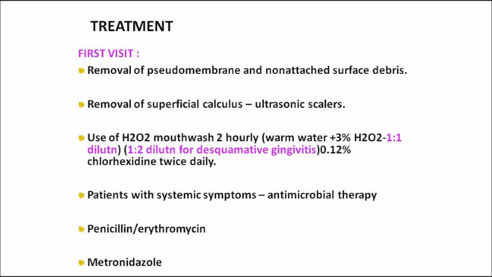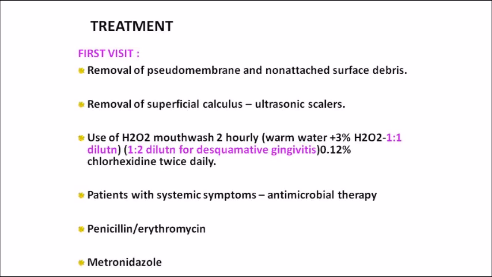Now there is another situation where we use hydrogen peroxide mouthwash, desquamative gingivitis. So what is the difference here? Here, more of hydrogen peroxide you are taking. You are taking 1 part of warm water and 2 parts of hydrogen peroxide. Also, you can give 0.12% chlorhexidine twice daily for the patient. So, hydrogen peroxide mouthwash is used very frequently. Every 2 hours you are giving that to the patient. Chlorhexidine is given twice daily, morning and night.